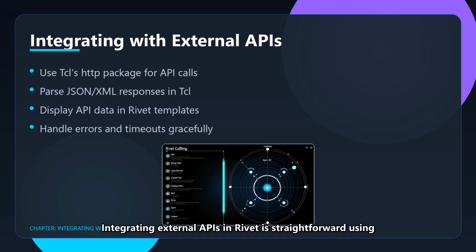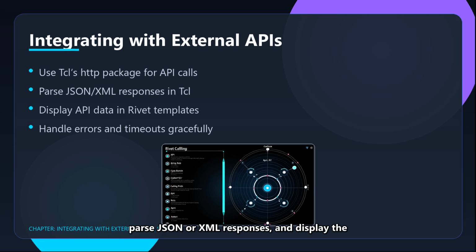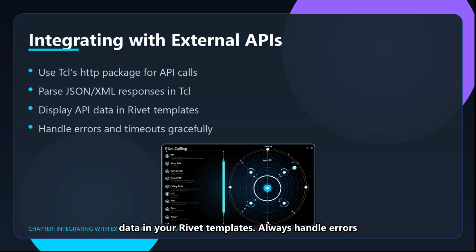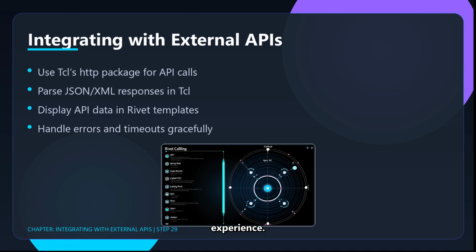Integrating external APIs in Rivet is straightforward using TCL's HTTP package. You can make API calls, parse JSON or XML responses, and display the data in your Rivet templates. Always handle errors and timeouts gracefully to ensure a smooth user experience.